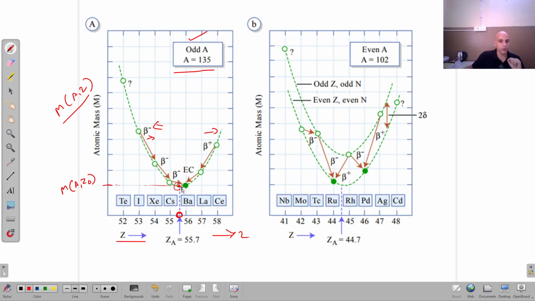You can see here they have taken the example of different elements with atomic numbers 52, 53, 54. All of them want to come to this point 55.7. It means either 56 or 55, but 56 is very close to this, so 56 will be the stable one. And they have taken the case for A is equal to 135. But this is the general graph that we got, and it is a very important graph that we call the parabolic mass relation for odd A nuclei.